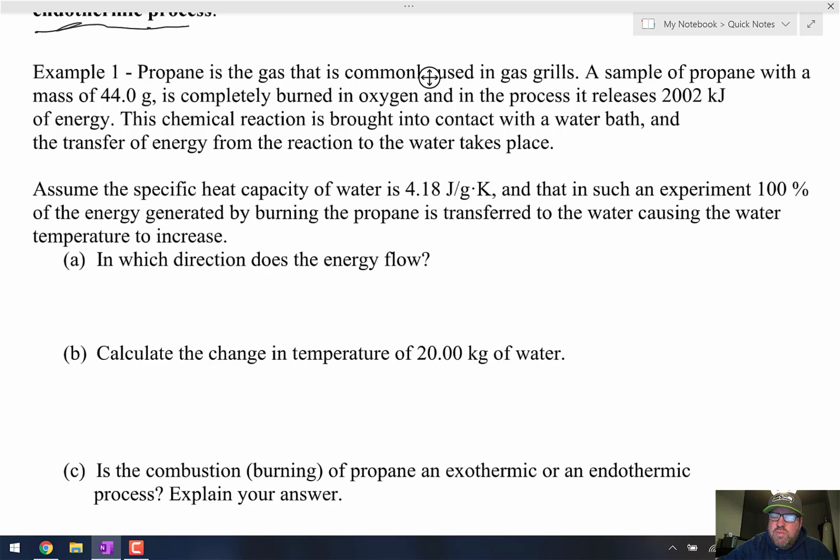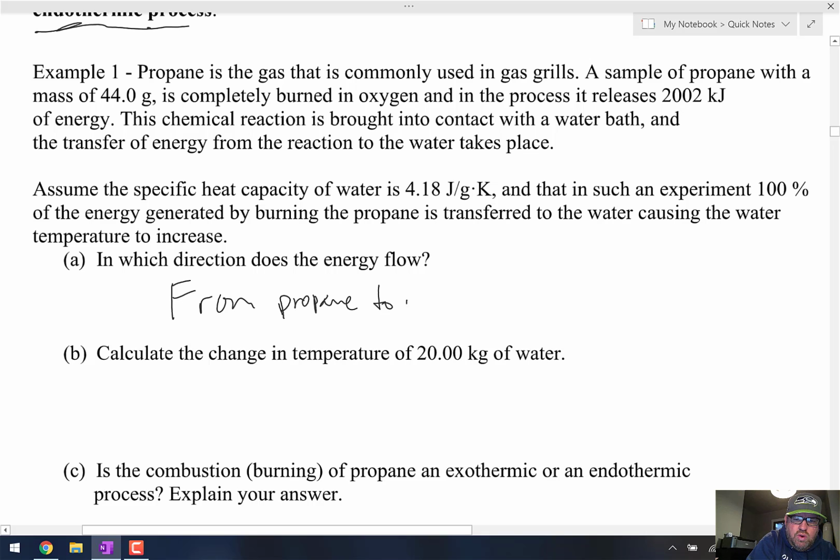This chemical reaction is brought into contact with a water bath, and the transfer of energy from the reaction to the water takes place. Water has a specific heat of 4.18, and we're going to assume, which doesn't really happen, that 100% of the energy generated by the propane is transferred directly to the water, causing the water temperature to increase. So part A: in which direction does the energy flow? It's going to flow from the propane to the water.